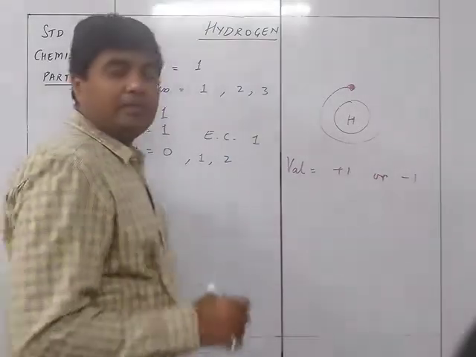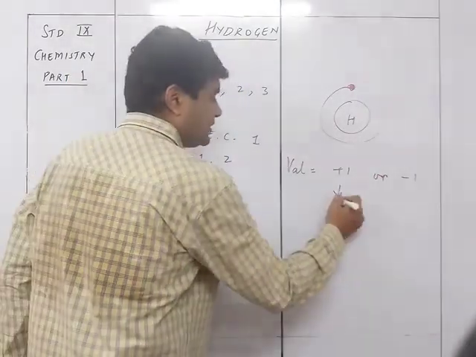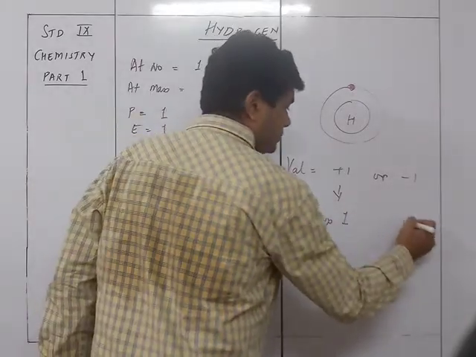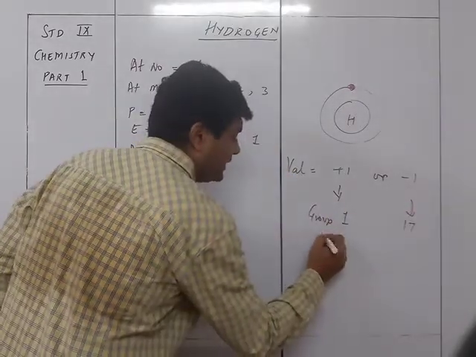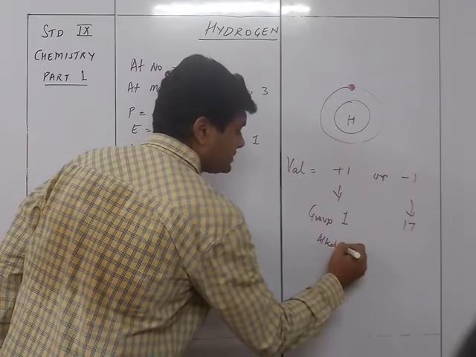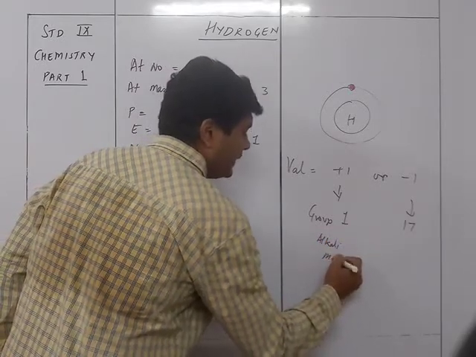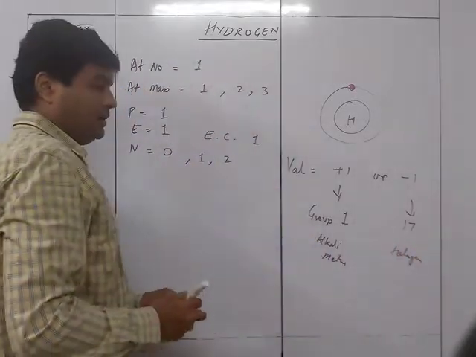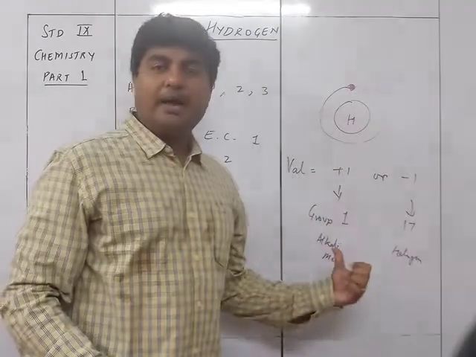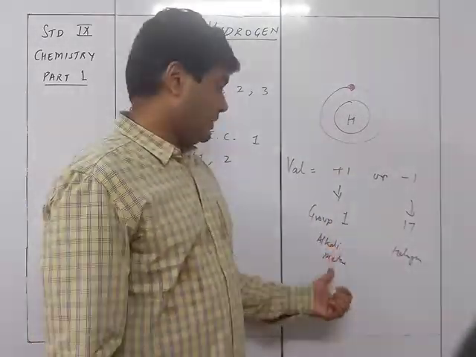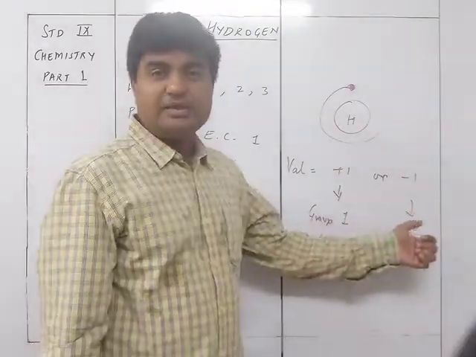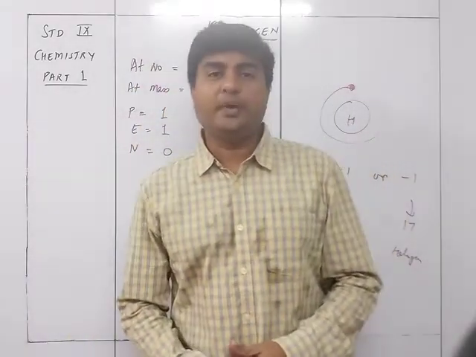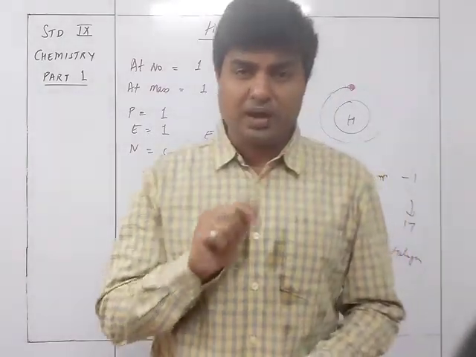You know that in the periodic table the +1 are all the ones which are group 1, and these are all which are group 17. So these are alkali metals and these are halogens. So we know very well that group 1 has valency +1 and group 17 has valency -1.